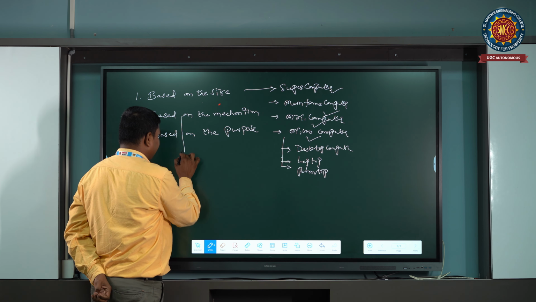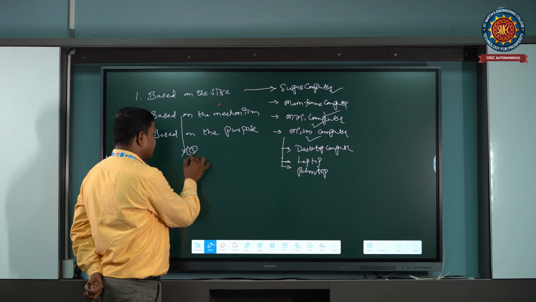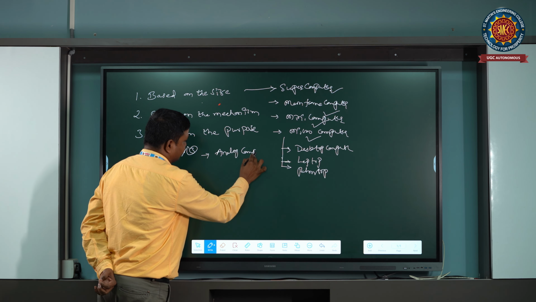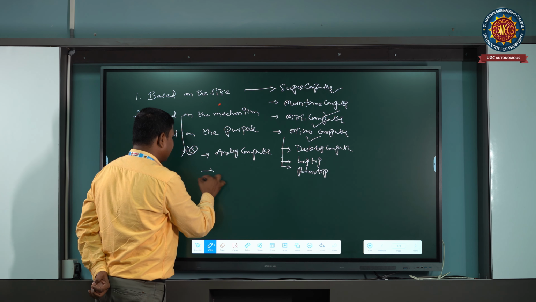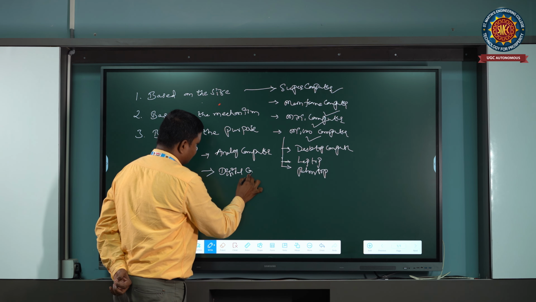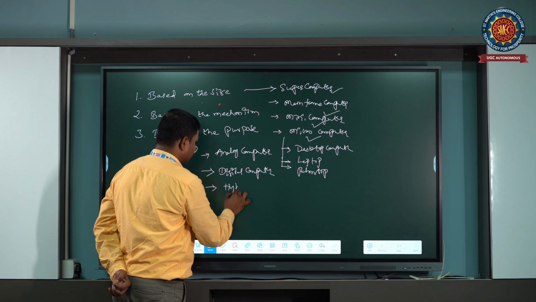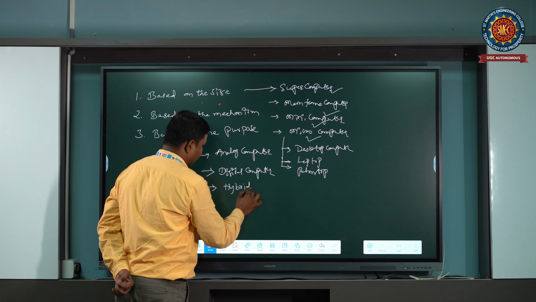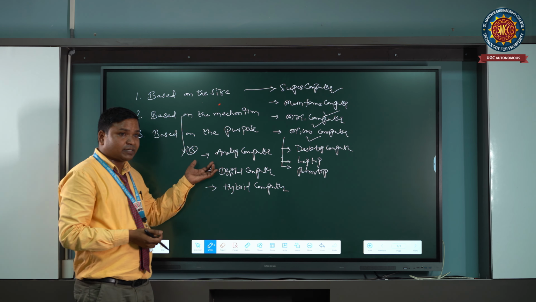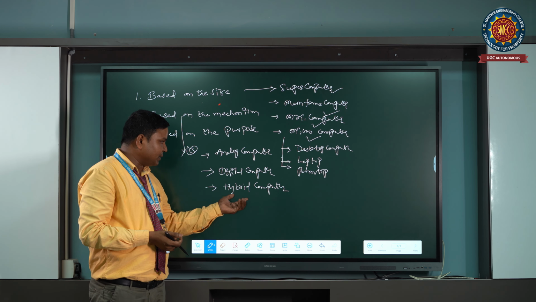Next, based on the mechanism, computers are divided into three categories. The first one is the analog computer, the second one is the digital computer, and the third one is the hybrid computer.